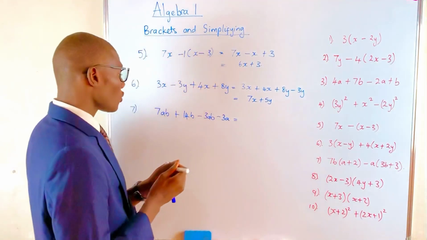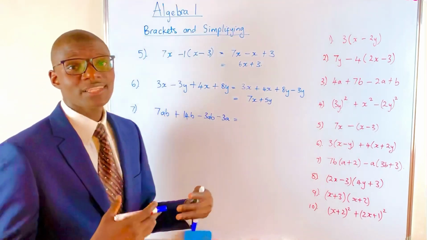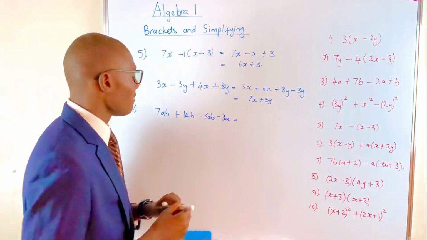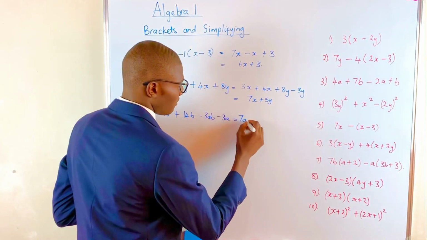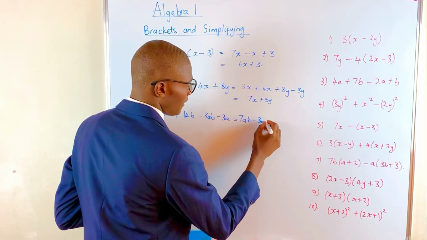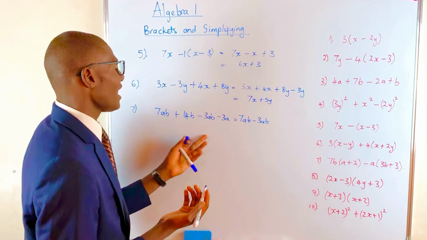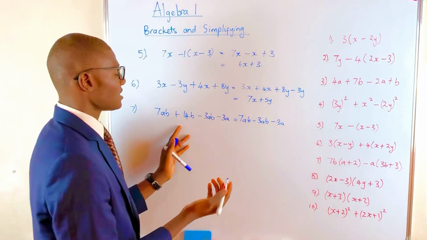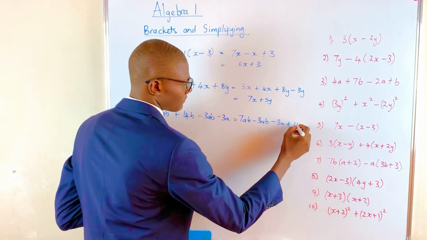So now we shall group like terms. Terms in AB, we've got 7AB and minus 3AB, so we're saying 7AB minus 3AB. And then terms in A, we've got minus 3A. Terms in B, we just have plus 14B.